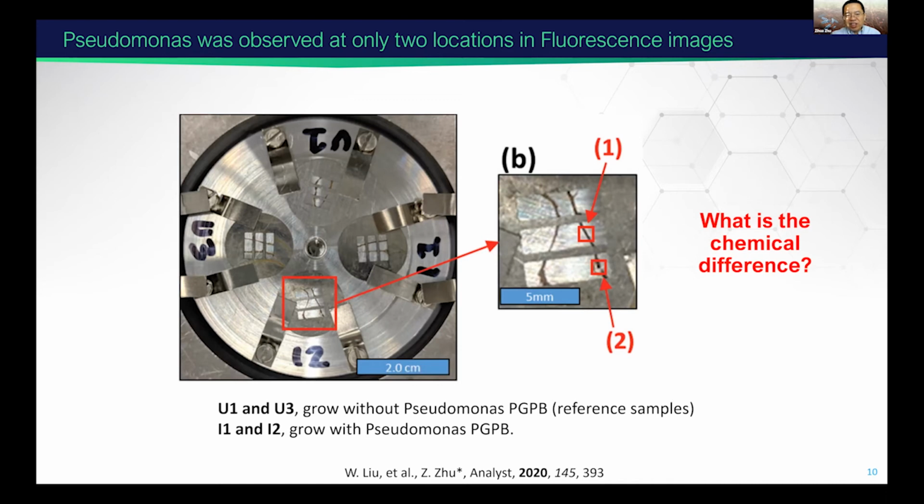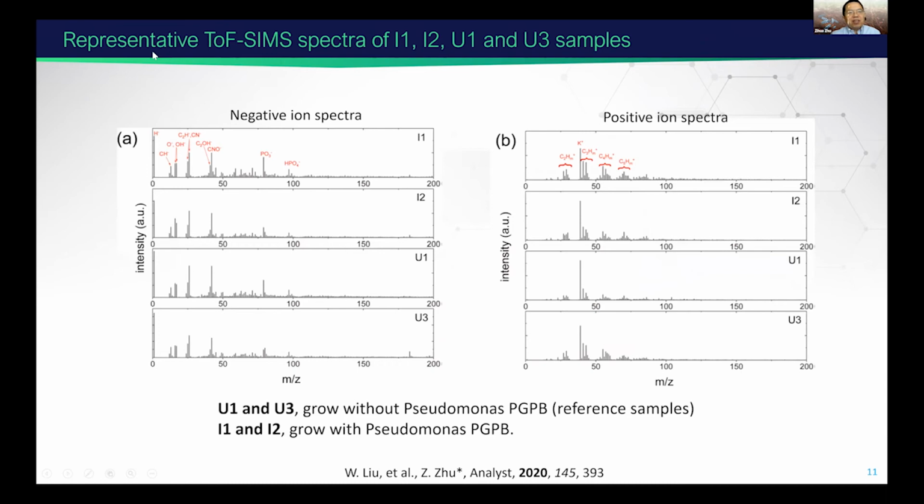And another situation is a question arises here. If there are only these 2 locations that have fluorescence and Pseudomonas, what's the chemical difference between these 2 locations and other locations? Then we need some other chemical analysis tools, for example, TOF-SIMS. So we can collect the TOF-SIMS spectra from 24 interesting locations.